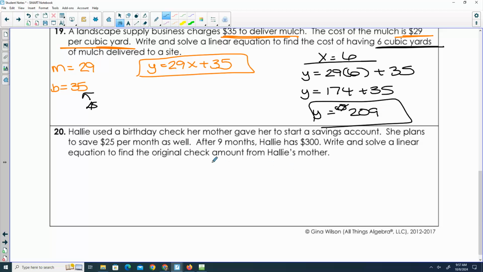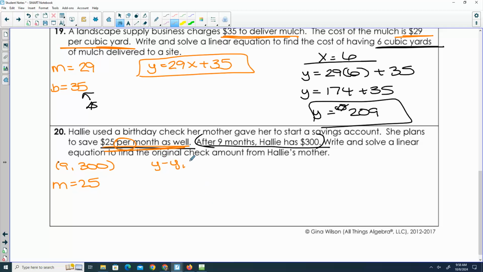Hallie used a birthday check her mother gave her to start a savings account. She plans to save $25 per month as well. After 9 months, she has $300. Okay, the 9 months and the 300, those are happening at the same time. So what is that? That is one ordered pair, right? After 9 months, we have 300. We're saving $25 per month. A lot of times when you see that per, what am I giving you? Slope. My slope is 25. So now we can write our equation.